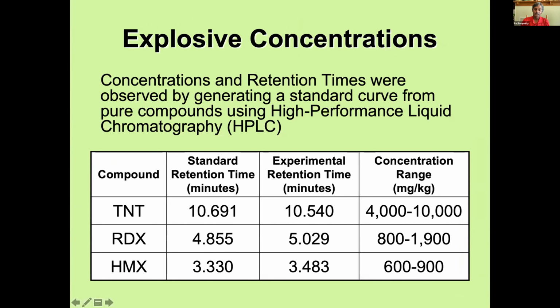The concentration range varies from 4,000 to 10,000 milligram per kilogram of TNT, 800 to 1900 milligram per kilogram of RDX, and 600 to 900 milligram per kilogram of HMX. So as I said, it's a big site. So we took randomly 50 different samples and came up with the concentration in this particular soil.